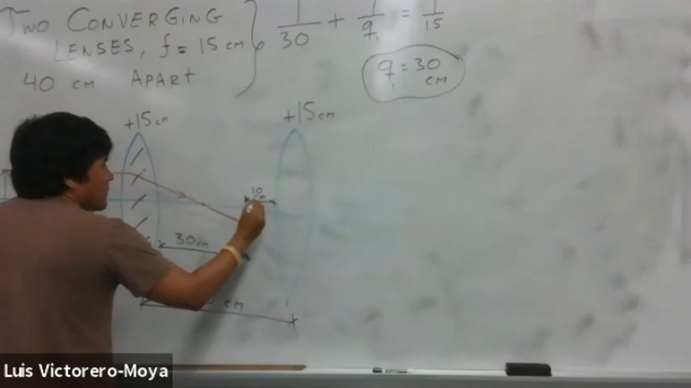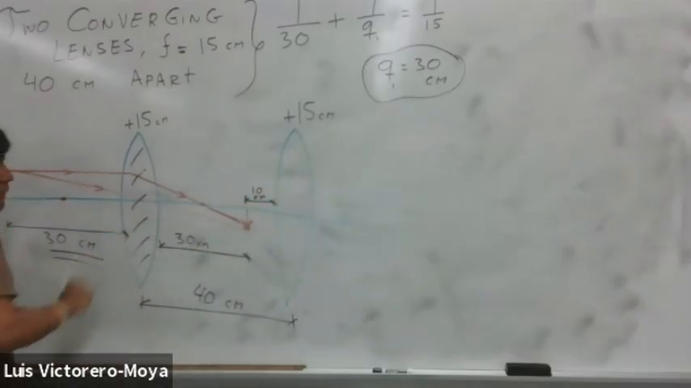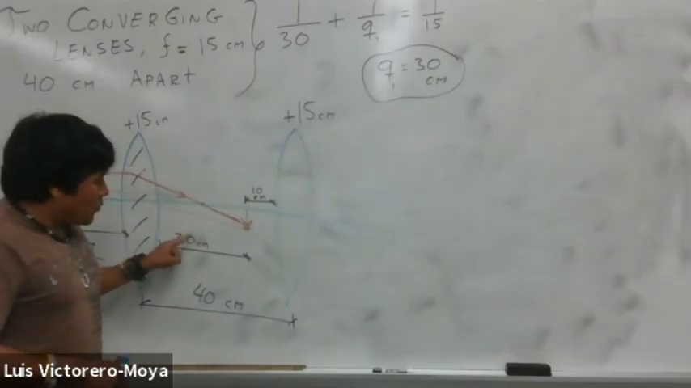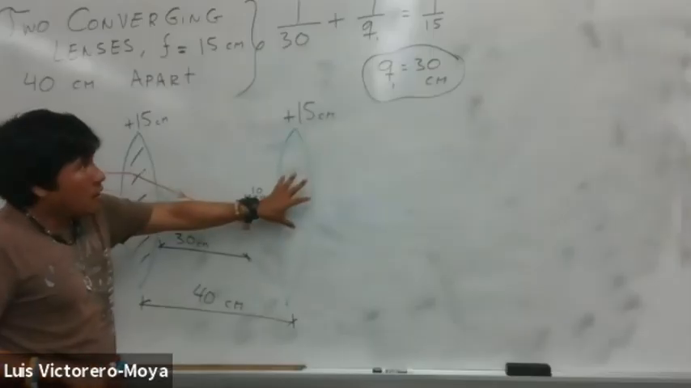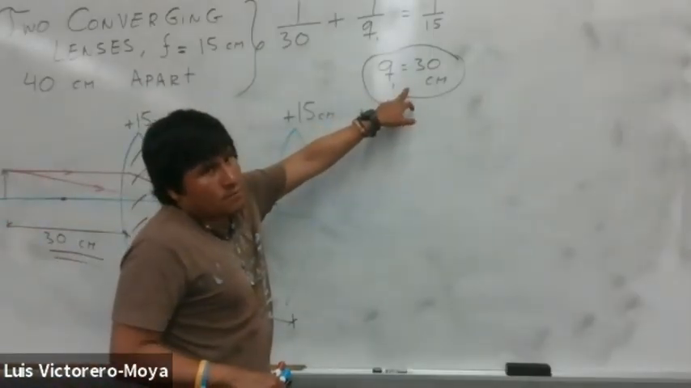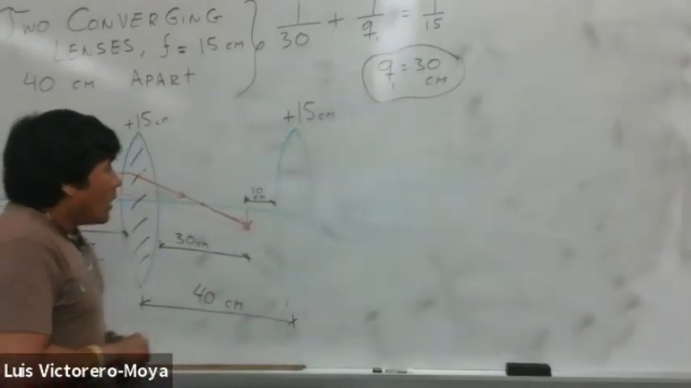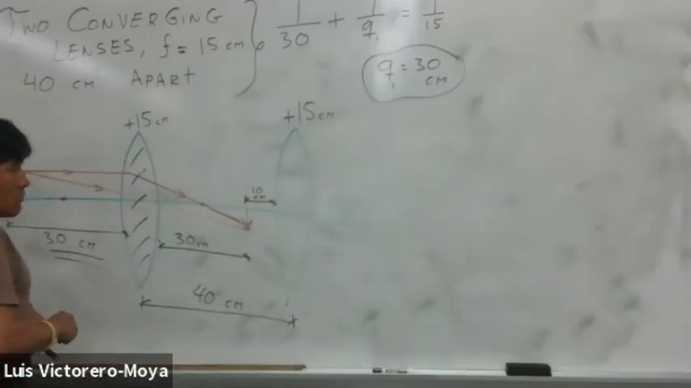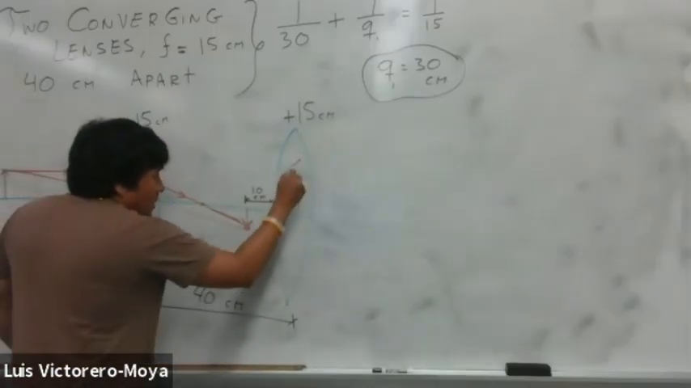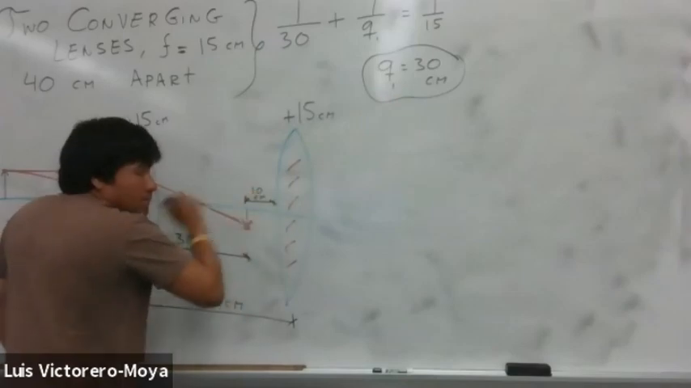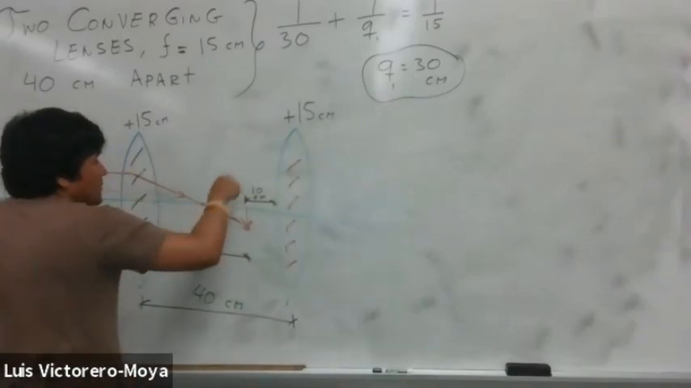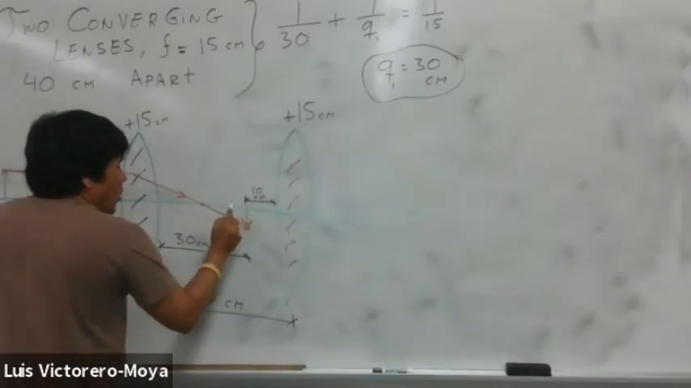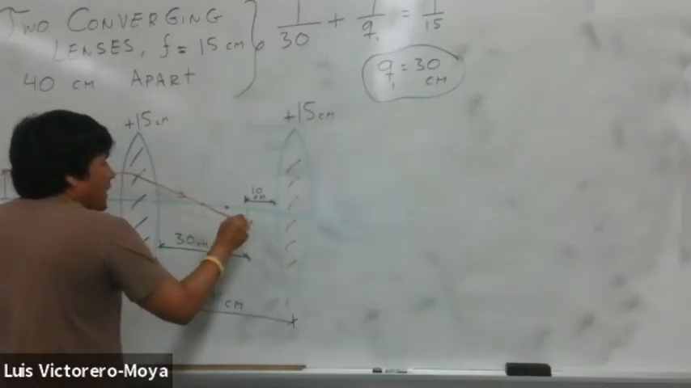In previous semesters, what I noticed is that everybody does this part correctly, but they forget to analyze this. For this lens, they use this as the object distance, and it messes up the whole problem. Because the object distance now, for this object and this lens, is going to be 10. But remember that the focal length was 15. So the object is within the focal length.